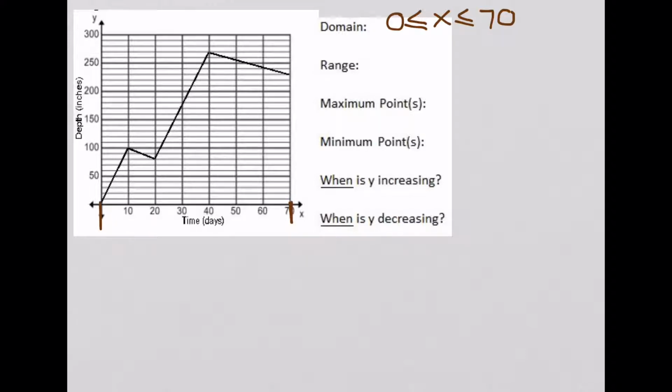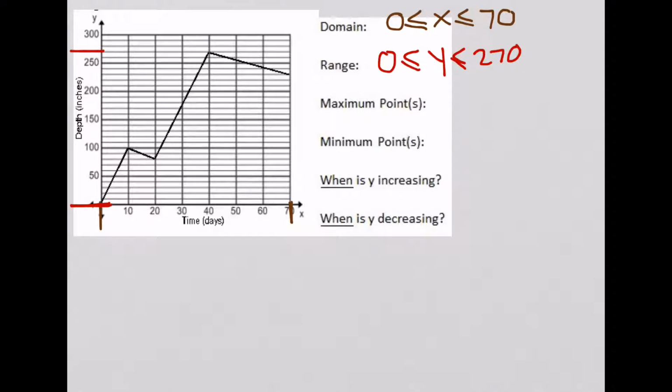The range is the y values. What are my y values? Well, I started down here at 0 with no snow, and the highest snow level I got that year was at 270. I know that on the graph it goes to 300, but our snow level never actually got there. So we're going to say that our range is all the values between 0 and 270. Remember, it's the range, so you're going to write a y.